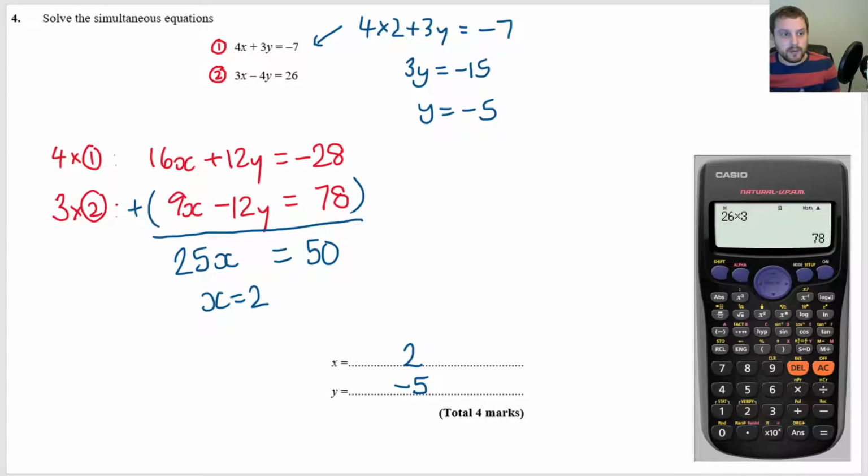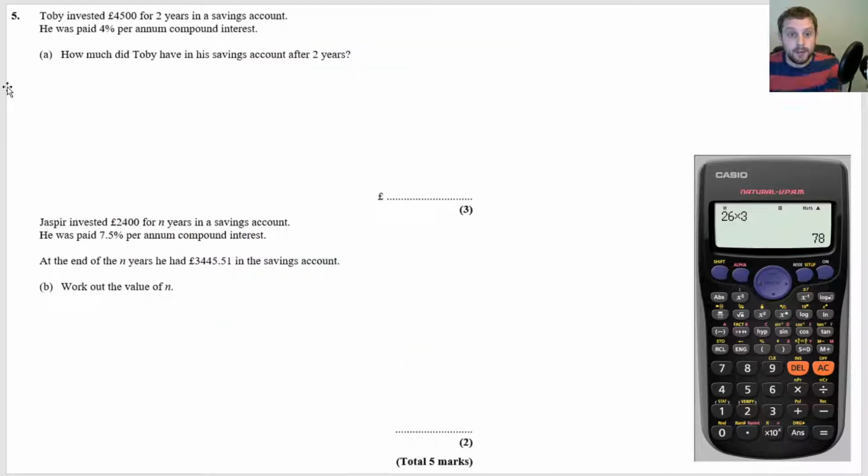Now, if you'd chosen originally to eliminate x, you would have done 3 times equation 1 and 4 times equation 2. And then instead of adding, you would have subtracted because they'd have both been positives. And that would have led you to work out what y was first. And you would have got y was minus 5 if you'd done it correctly. Then you would substitute y is minus 5 back into either of the equations and rearranged and gotten that x had to be 2. So you can either eliminate x or eliminate y. Doesn't matter. Right, number 5.